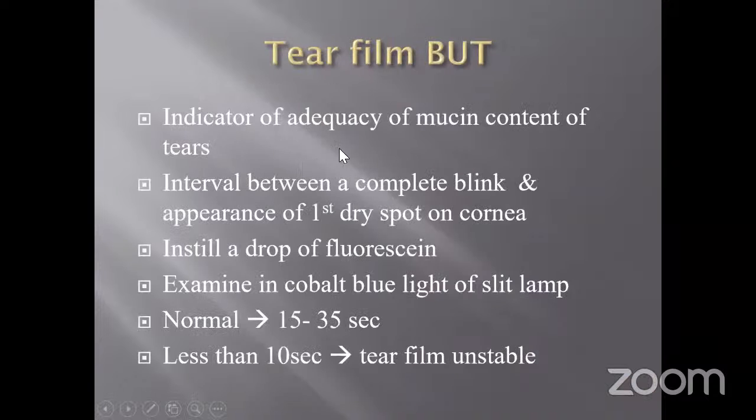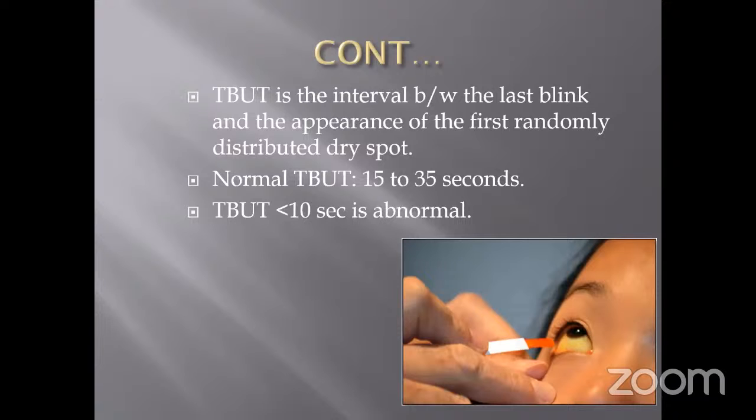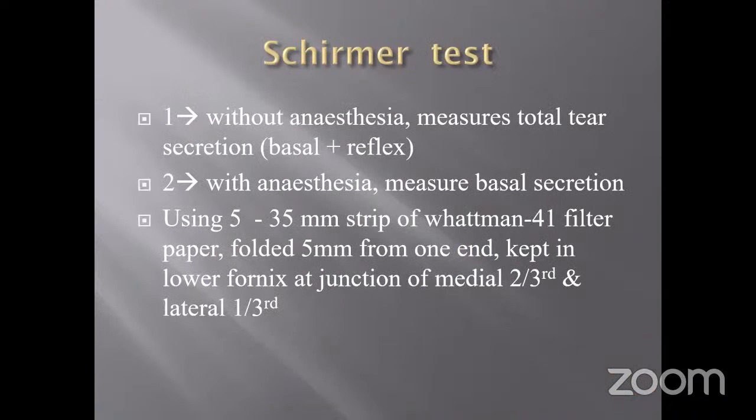So this is an indicator of adequacy of the mucin content of the tears. This is the innermost layer. So it is the interval between a complete blink and appearance of the first dry spot on the cornea. How do we do it? Instill a drop of fluorescein and examine under cobalt blue light. And what is the normal time? For the first dry spot to appear on the cornea, the normal time is 15 to 35 seconds. If the dry spot appears earlier, it means the tear film is unstable. So if it is less than 10 seconds, the tear film is unstable. Okay, and then we have the Schirmer's test.